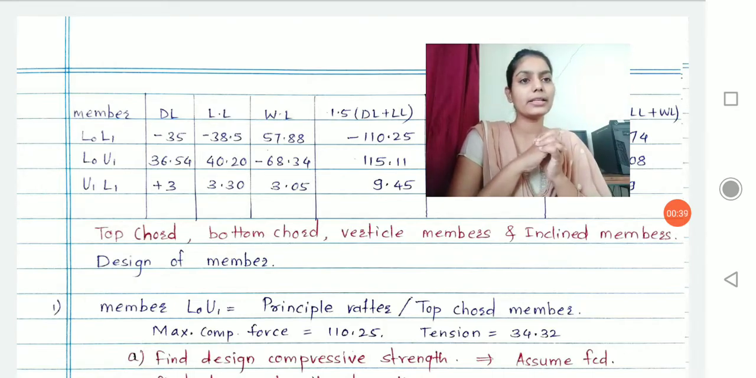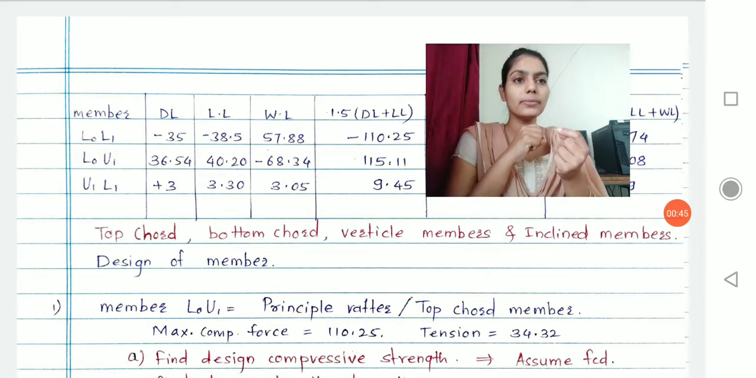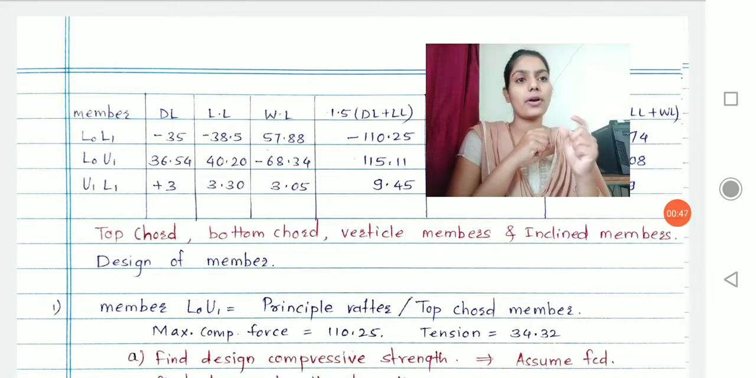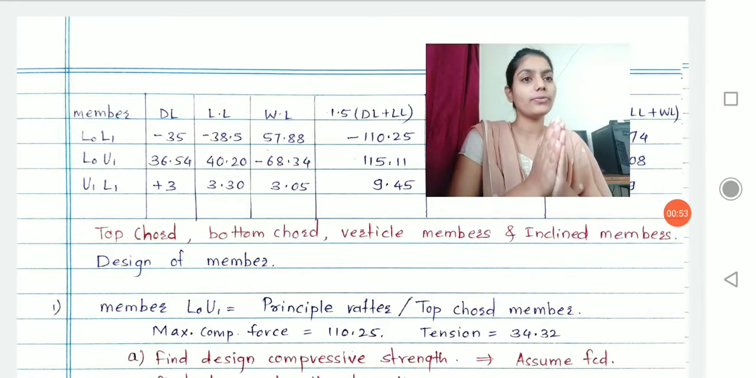What do you mean by analysis? In the analysis we have understood that each member carries some force or certain amount or magnitude of force. That force has to be taken care of while designing the member, right?